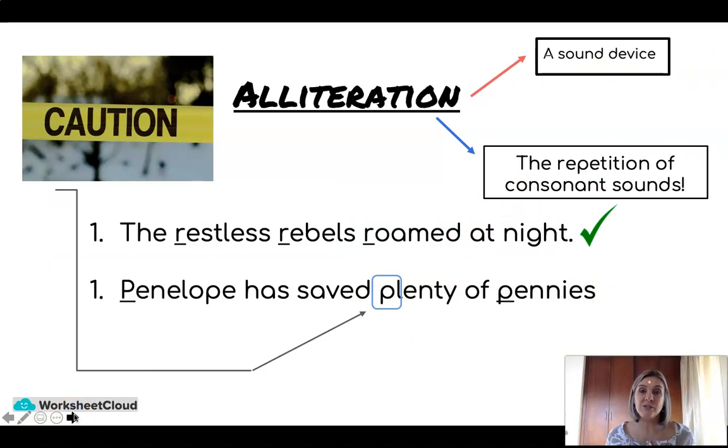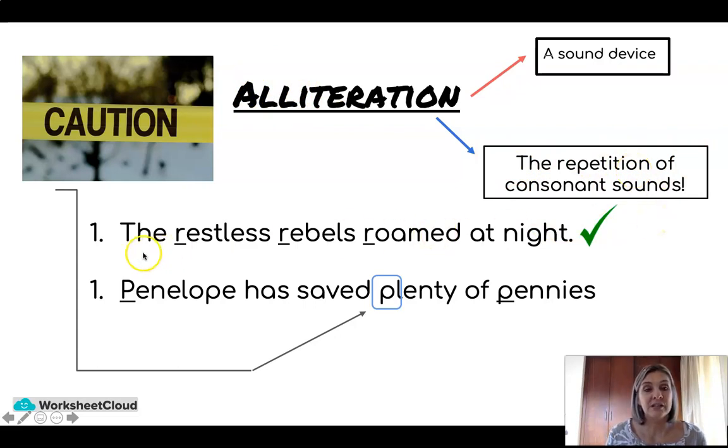Right, we move on to our next one, which is alliteration. So onomatopoeia is your one sound device, and then we've got alliteration is another one. And what I like to do to try and remember alliteration is the double L. So there's a repeat of a consonant. So here's what alliteration is. It's the repetition of consonant sounds.